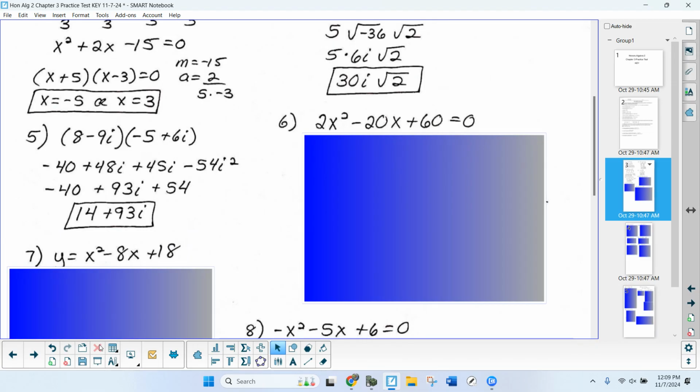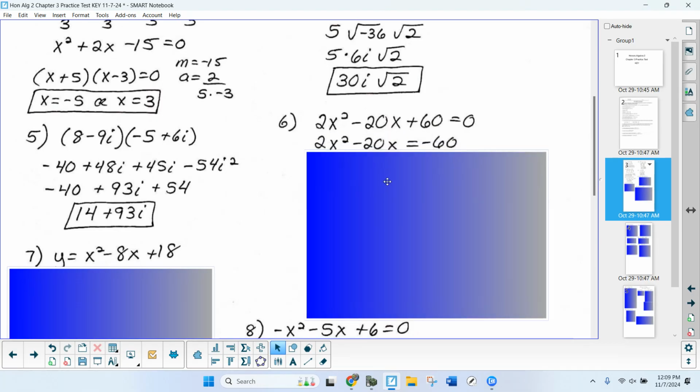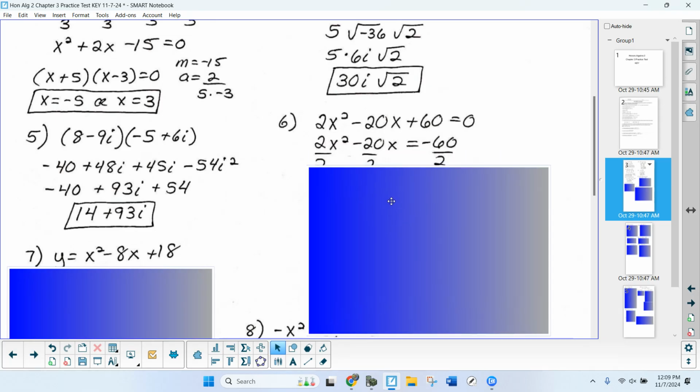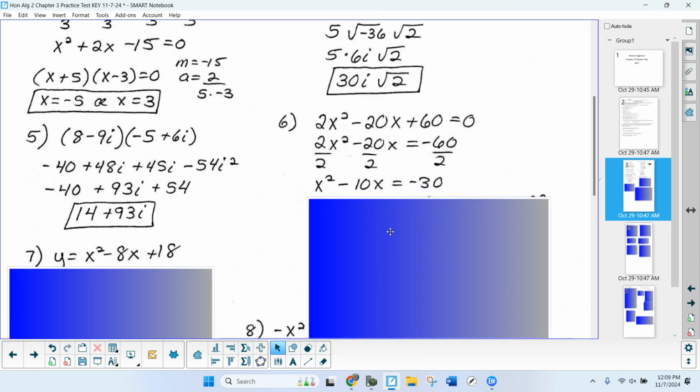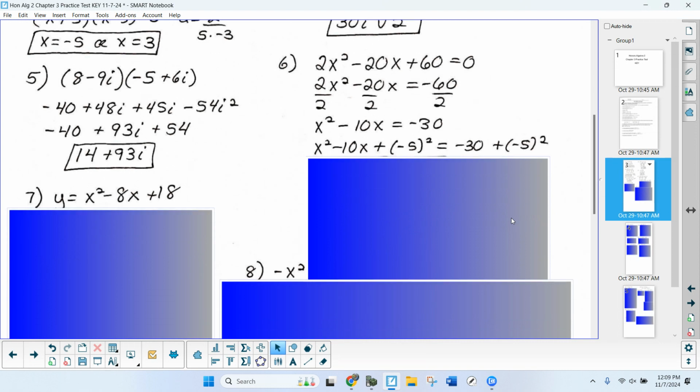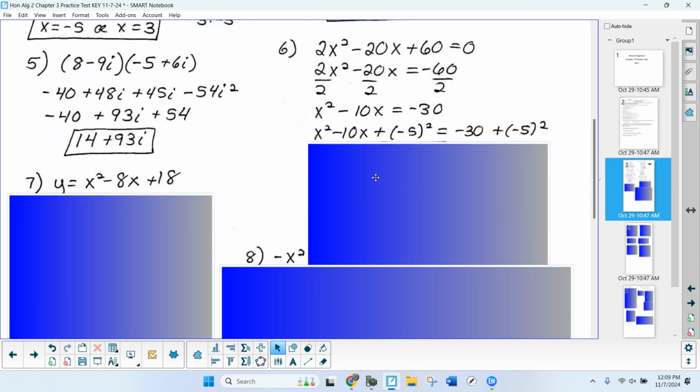Okay, number 6 is Paige, and number 6 was solved by completing the square, which we did one of these yesterday, so hopefully that helped a little bit. So Paige, go ahead, number 6. What did you do first? I subtracted 60, and then I divided by 2. And then I got x squared minus 10x. So I took half of that, negative 5 squared, and then I did negative 30 plus negative 5 squared. And then I square rooted that.